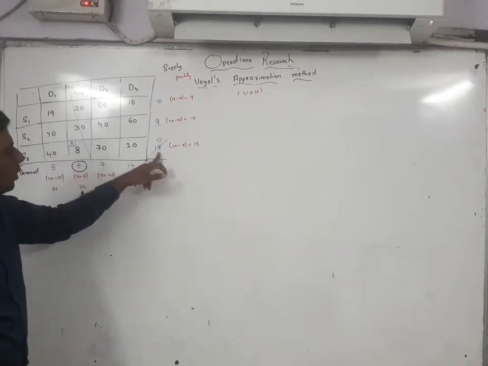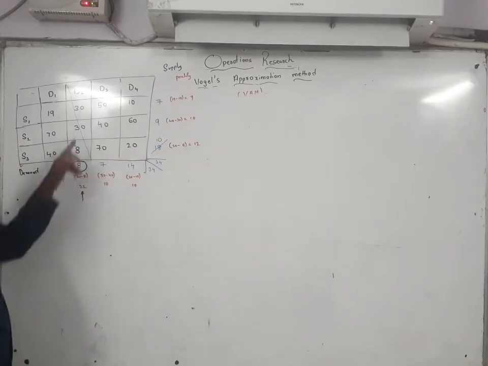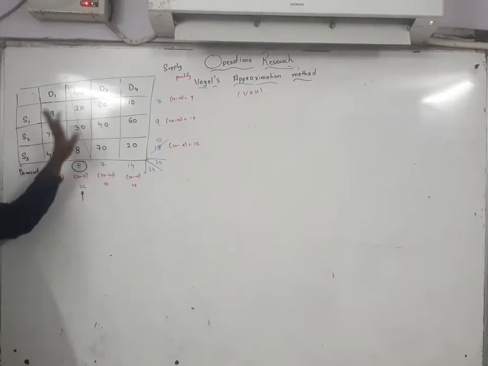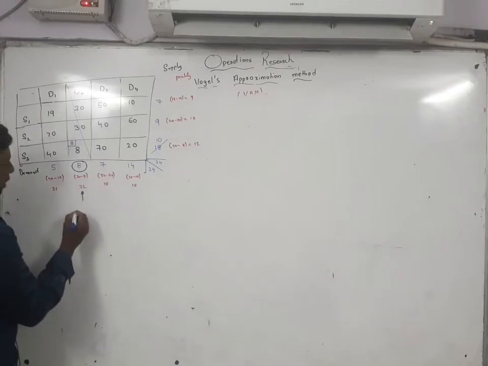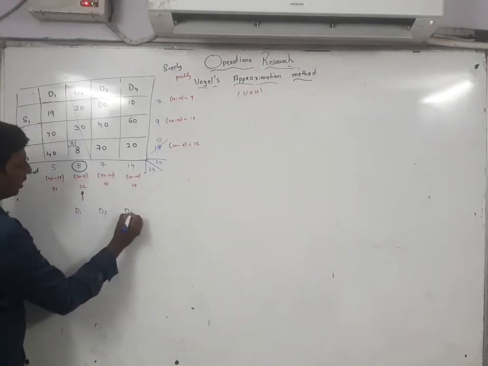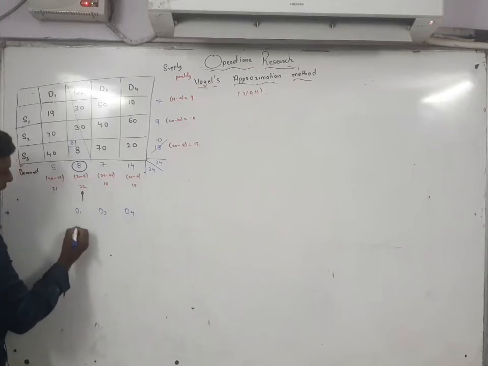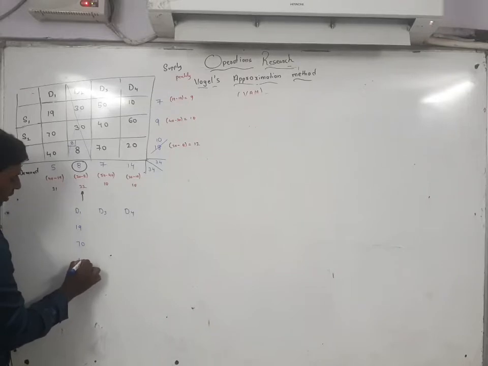If you subtract this one, how much will you get? 10. Then this path you selected, so this column will vanish. Whatever the remaining is, that one you have to write. Remaining is D1 and D3. Next one is D4. Here values I will write: 19. Next one is 17. Next one is 40.